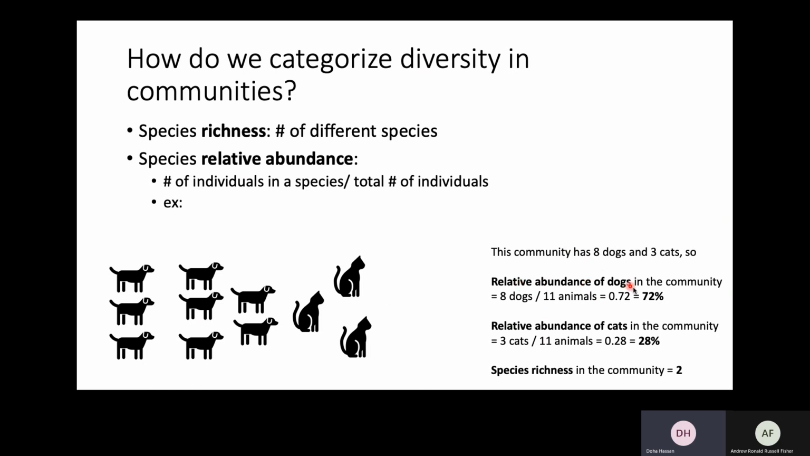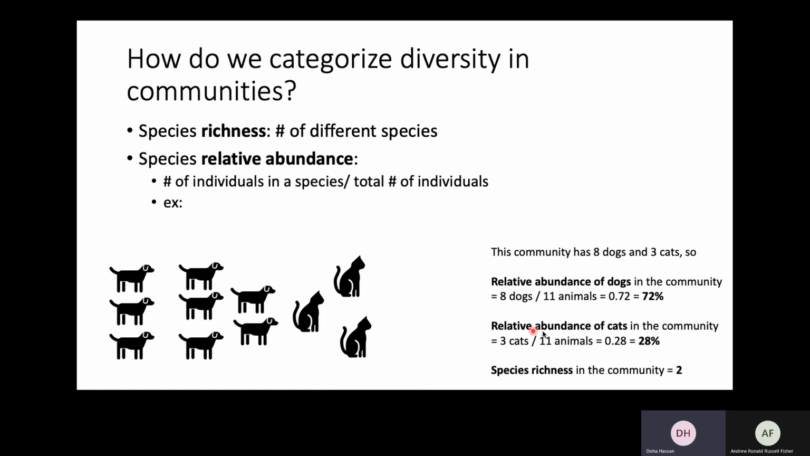So the relative abundance of the dogs in the community is the following. You know that you have 8 dogs, and you know that you have 11 animals in total. You have 11 individuals in the whole community. So you're going to do 8 divided by 11 to get 0.72. So the relative abundance of dogs in this community is 72%. This community is 72% dog. I mean, you can imagine that if you did this with actual species, this would be beneficial. But for this, it seems a little bit weird and silly.